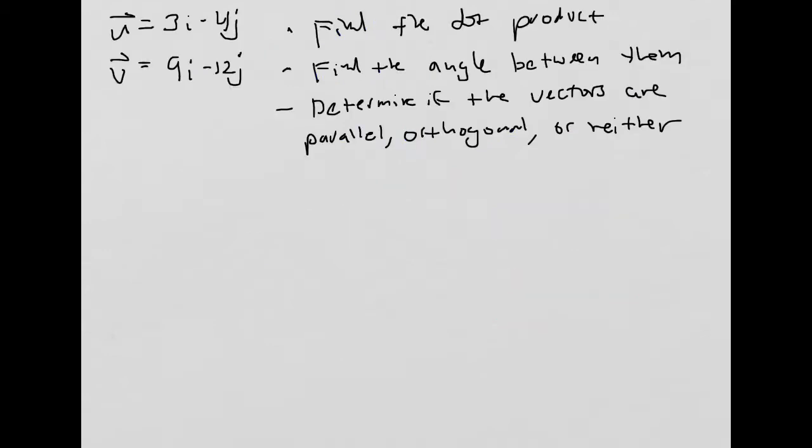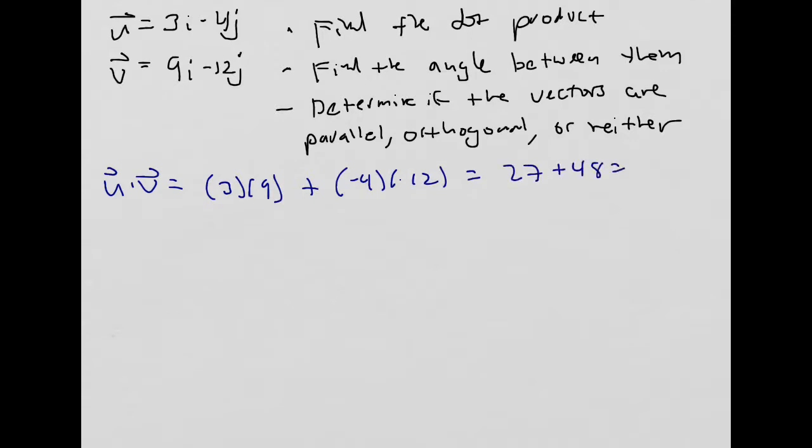Okay. So let's take a look. Let's find the dot product first. So we got u dot v here. That means we have to multiply the corresponding components and then add the results together. So we got the i components, 3 times 9, plus the j components, which is negative 4 times negative 12, 27 plus 48, which is 75. That is the dot product.